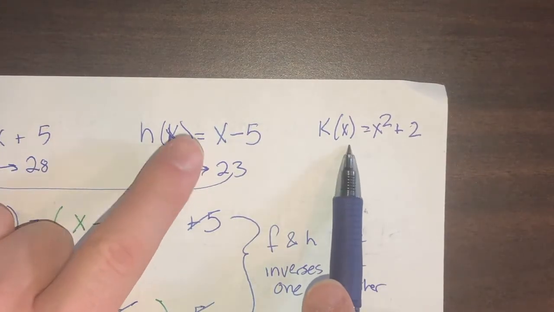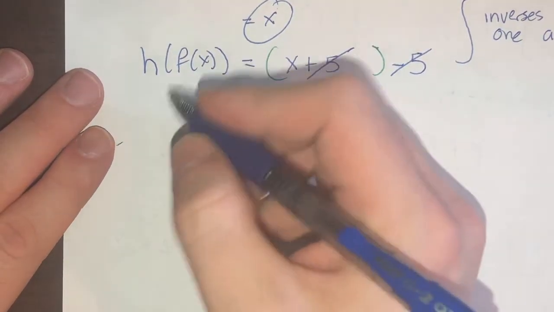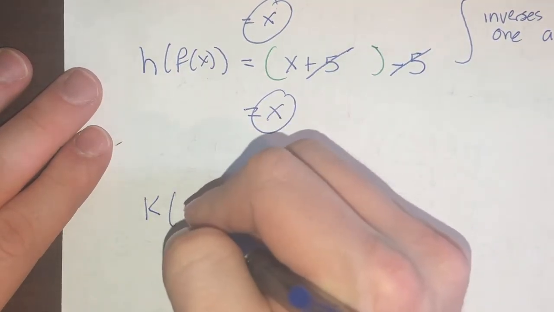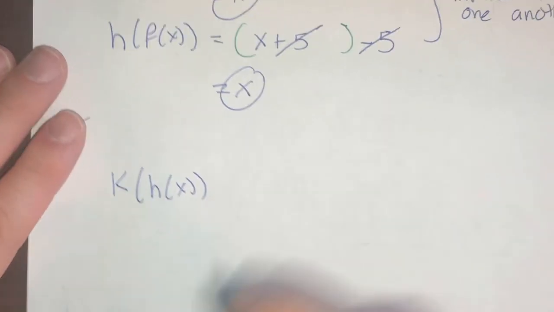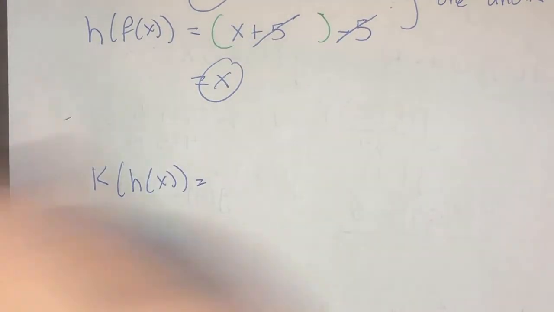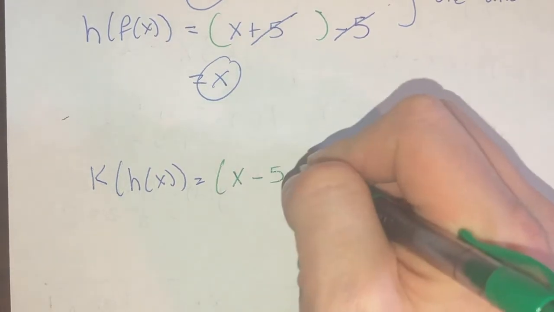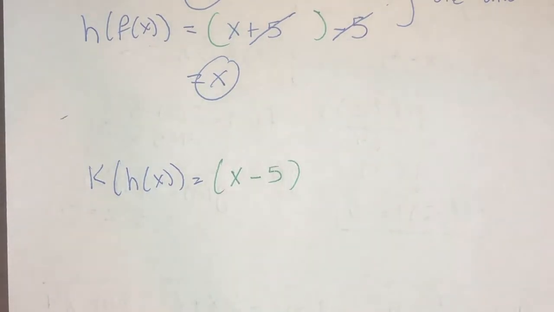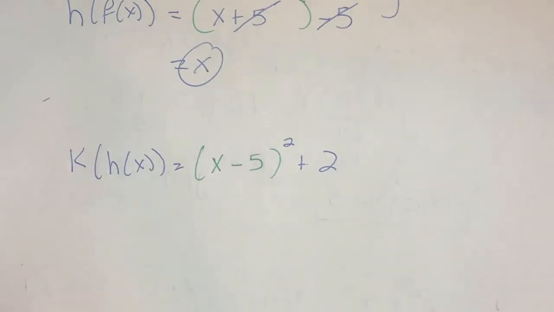So for example, we know these are not inverses of one another. Let me show you an example. I'm now going to do k of h of x. What this means is I'm going to take h and plug it into k. So I'm going to get x minus 5 squared plus 2. All right, let's do this out.